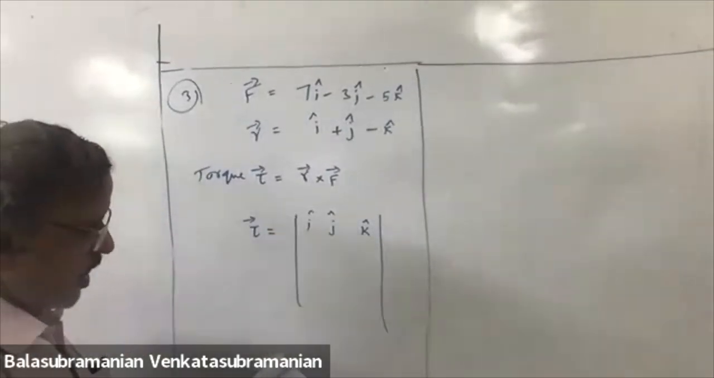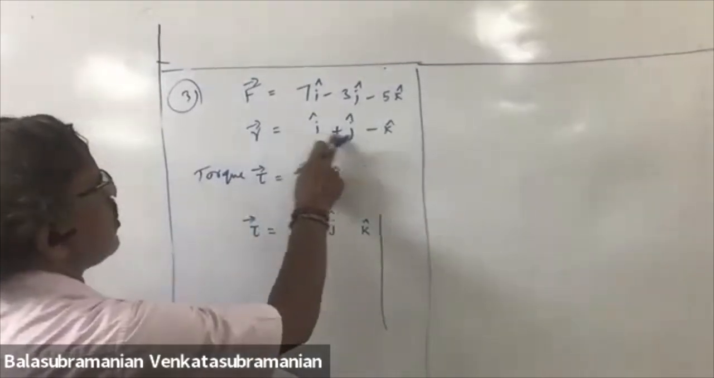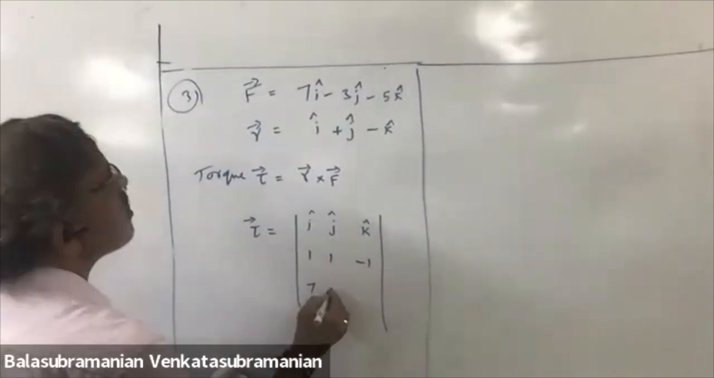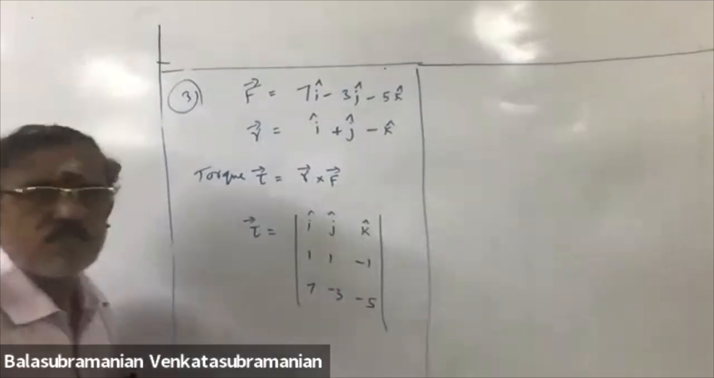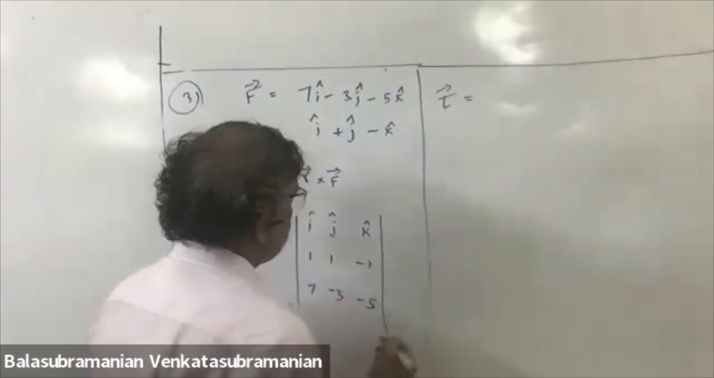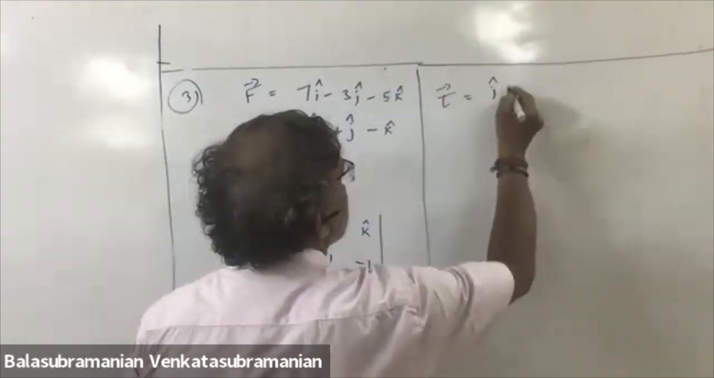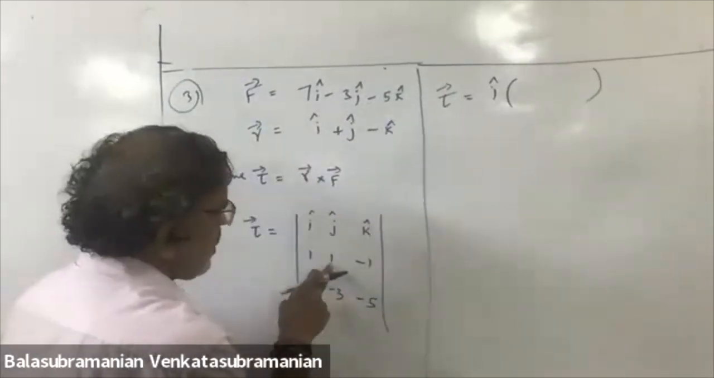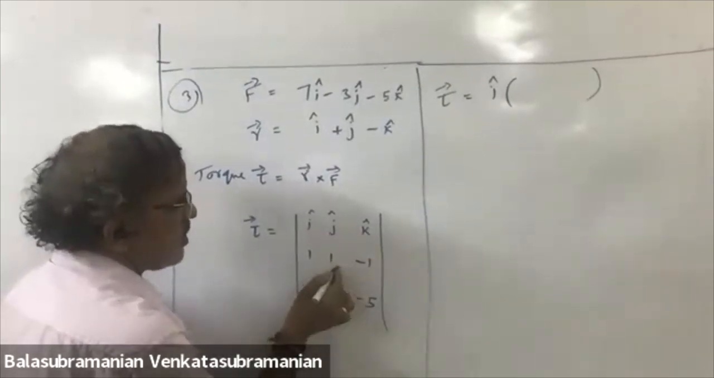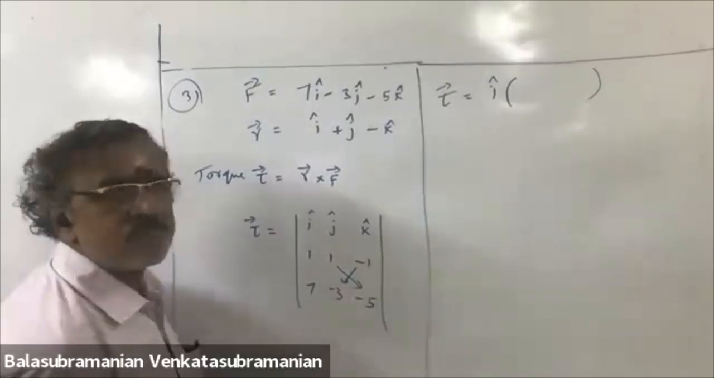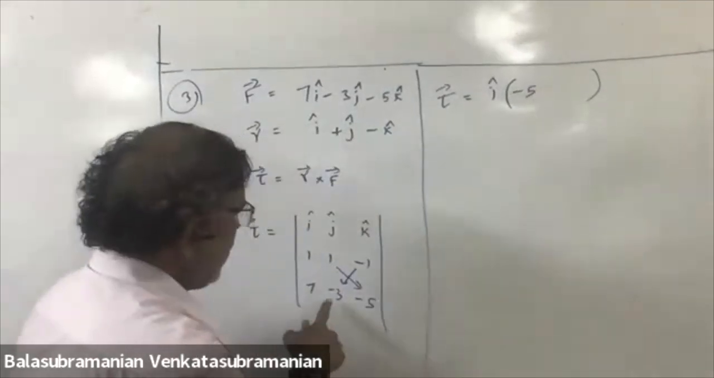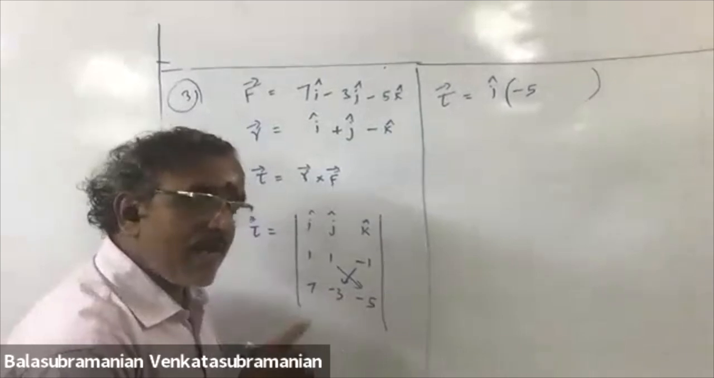1 minus 1. R cross F. Magnitude 1 minus 1. F magnitude 7 minus 3 minus 5. So torque is i cap cross multiply. This column, this row, you leave it, cross product. This one minus, so minus 5, minus 3, minus 1 is 3, but minus only opposite.